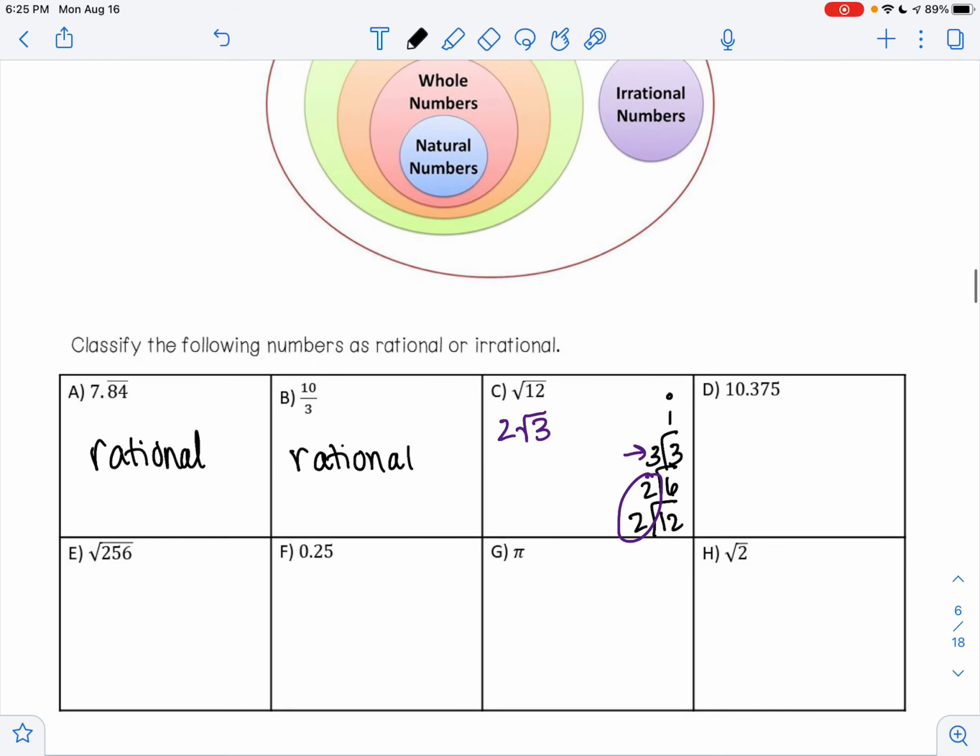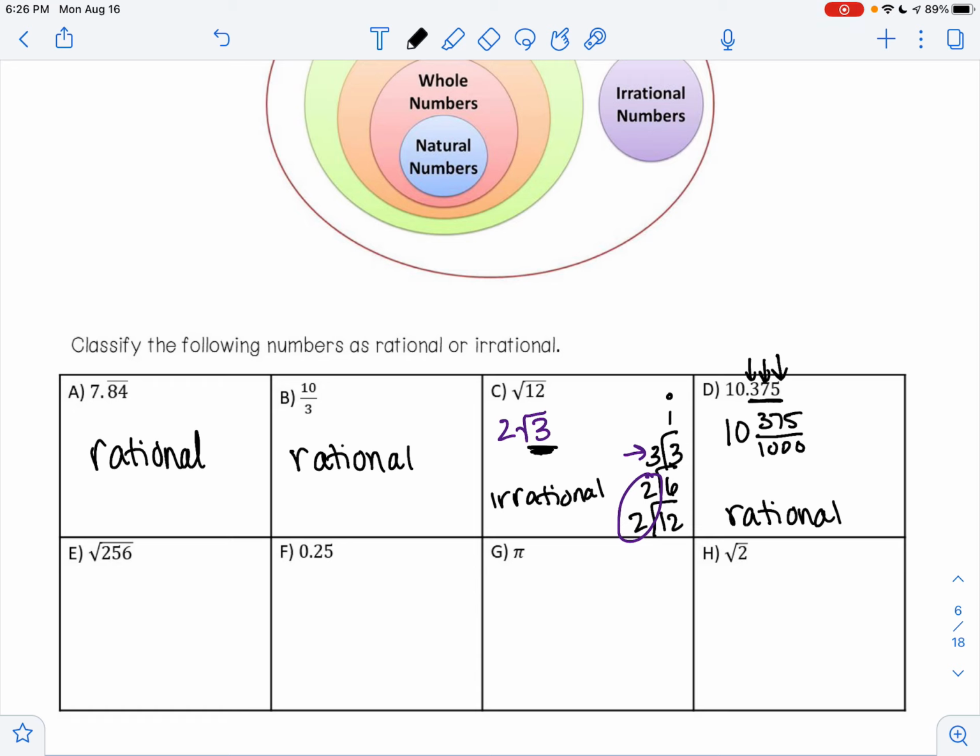For example D, I have 10.375. This is a rational number because I could write this as a fraction. So I have the number 10, and then remember your decimals, this is the tenths, hundredths, and thousandths, so that would be 375 over 1,000. So because this number can be written as a fraction, that makes it rational.